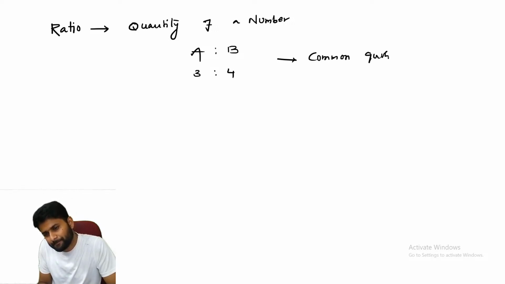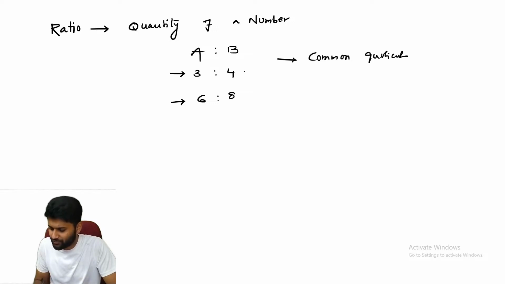Common quotient. See, if A is to B is equal to 3 is to 4, this is a perfect ratio. But if you go for other values, 6 and 8 is also possible. Why? Because 6 is a multiple of 3, 8 is a multiple of 4. If you observe, 2 is the common quotient. That's why, whatever the number, if you have any quantities, the quantity of any specific number is a ratio.